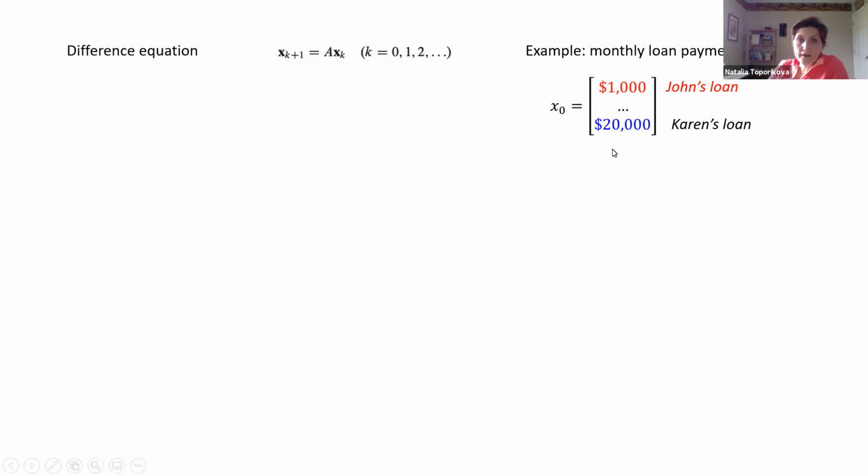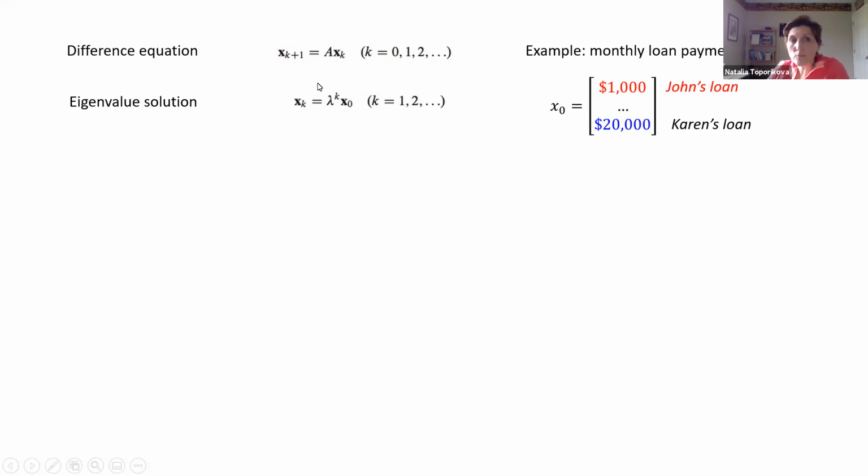So if John or Karen call the bank and ask how much they will owe in, say, 2 years, the bank has to perform 24 calculations, one for each month, to get this prediction. So it's kind of extensive. Our eigenvalue solution offers a shortcut for the difference equation.